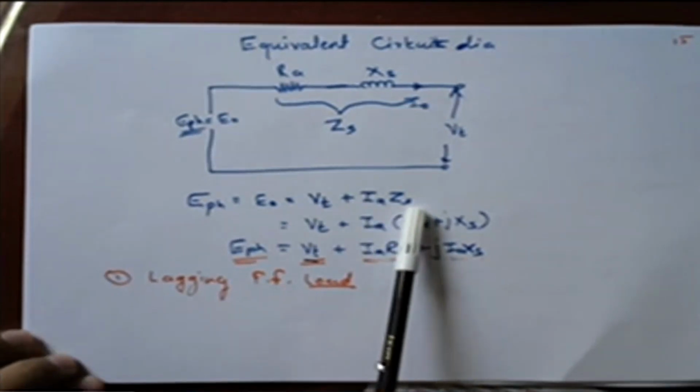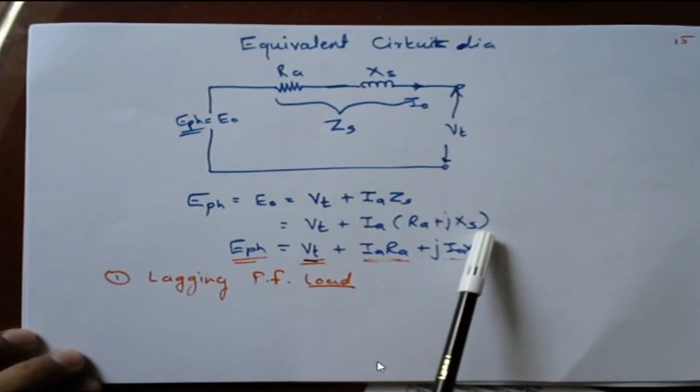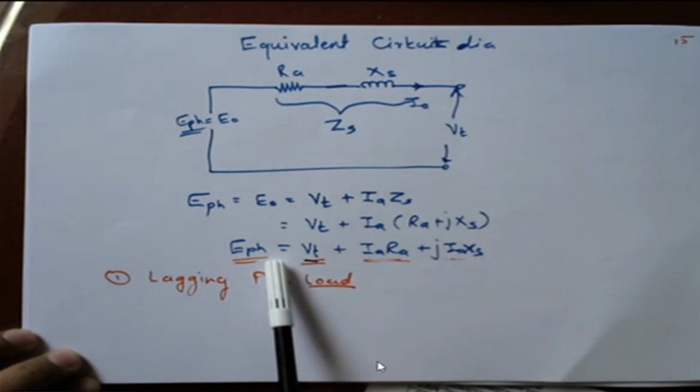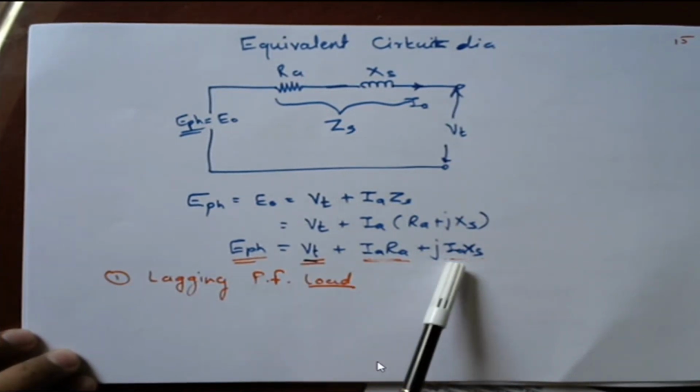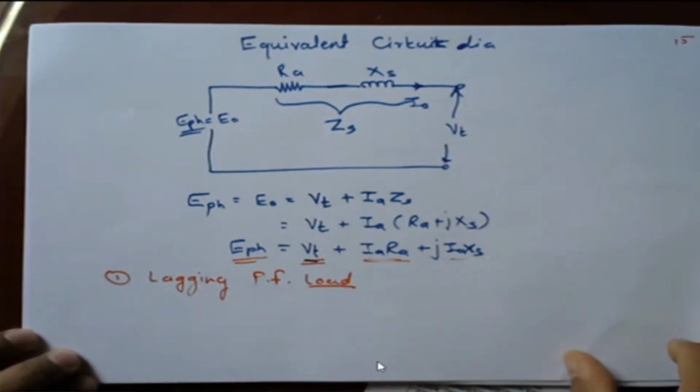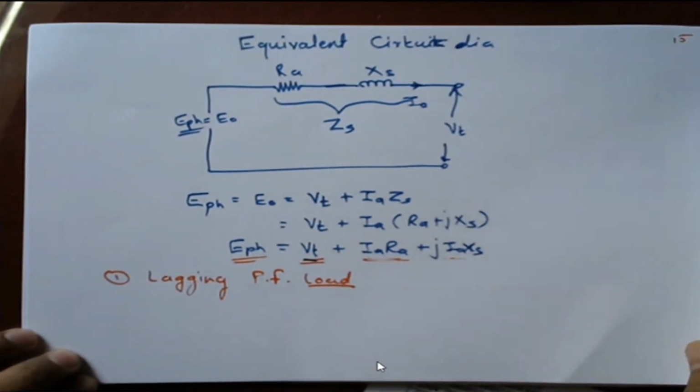Sorry, IA into ZS, and this ZS is nothing but RA plus jXS. So this EPH will be VT plus IARA plus jIAXS. So we have considered three particular load conditions. One is a lagging power factor load.